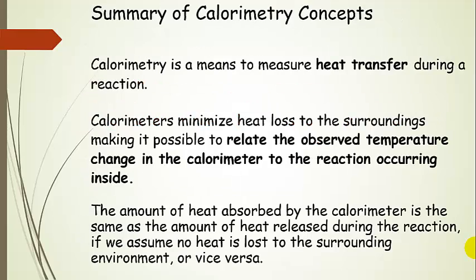Let's summarize some of these calorimetry concepts, because there are a lot of things going on in this. Calorimetry is basically a means to measure heat transfer during a reaction. Calorimeters are designed to minimize heat loss to the surroundings, and that way we can relate the observed temperature change in the calorimeter to the reaction occurring. The amount of heat absorbed by the calorimeter is the same as the amount of heat released during the reaction if we assume that no heat is lost to the surroundings. And the amount of heat released by the calorimeter is the same as the amount of heat absorbed during the reaction for an endothermic reaction, also assuming that no heat is lost.